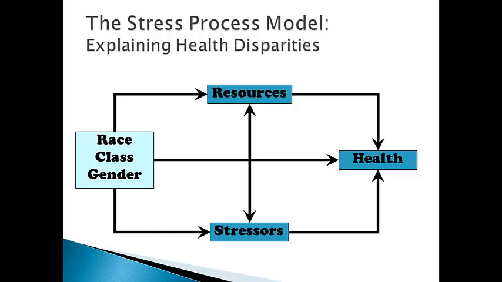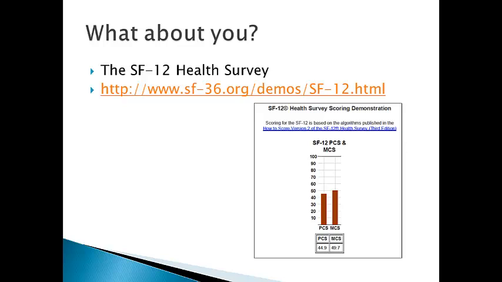According to the stress process model, a poor person has worse health compared to a middle-class person because they encounter more stressors, maybe in the form of financial strain, and have fewer resources to manage those stressors. So how can these ideas be applied to your own life? This is the subject of one of our discussion questions this week.